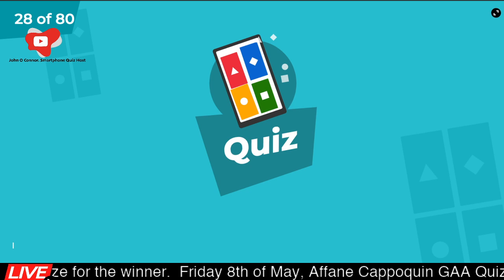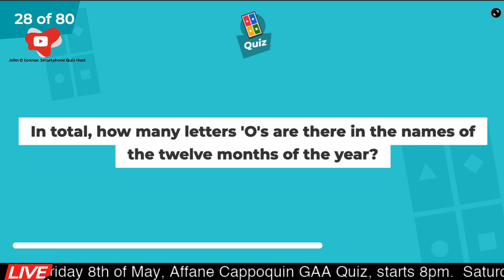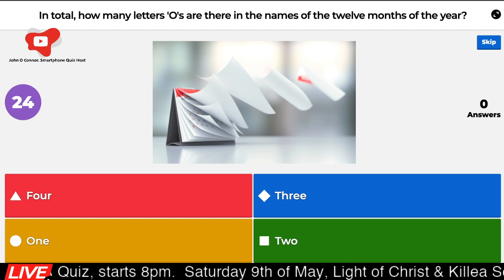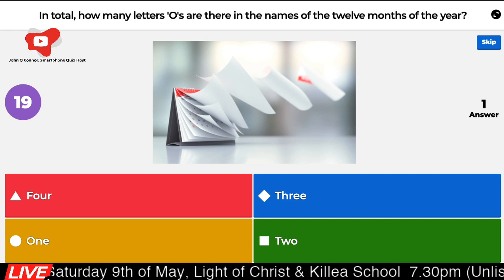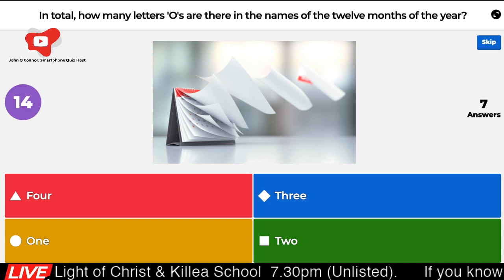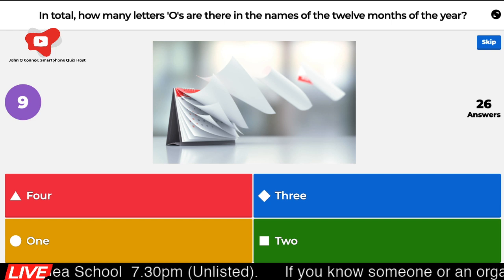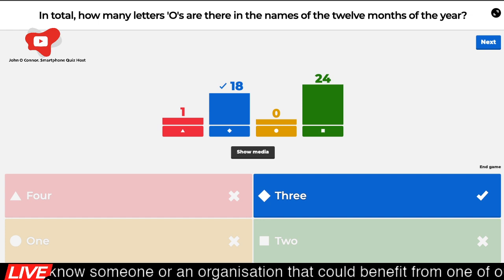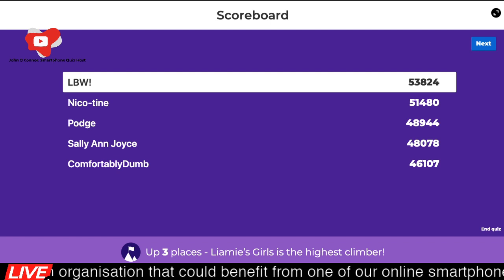In total, how many letter O's are there in the names of the 12 months of the year? Is it 4, 3, 1, or 2? Eighteen correct answers with 3. Sally Ann moved into third place with this one. Here is your next question.